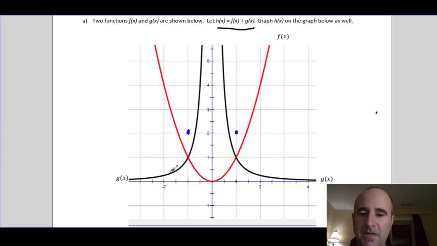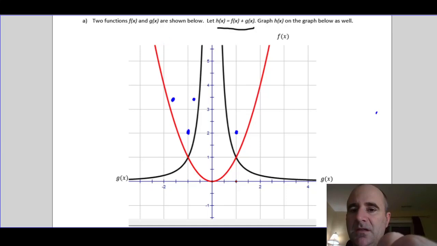Here's one at 3, and that one looks like it's about a half or about a third maybe, which means there's another point right here. Okay, there's another y value of 3, and that one looks like it is also about a half, so there's another point right here. So if we started adding the red graph to the black, we're going to be above the red graph here, because we're adding the red values to some y values that are getting smaller and smaller. So this part of the graph looks like this.